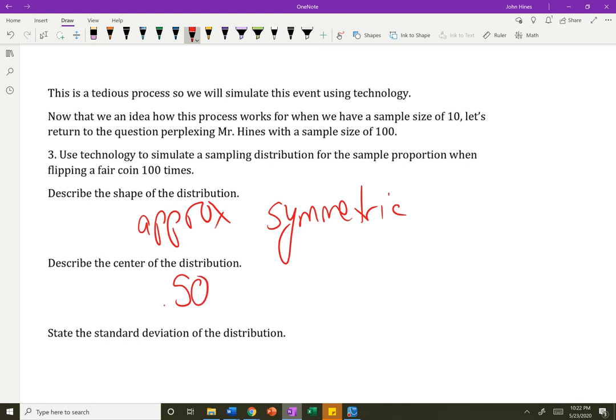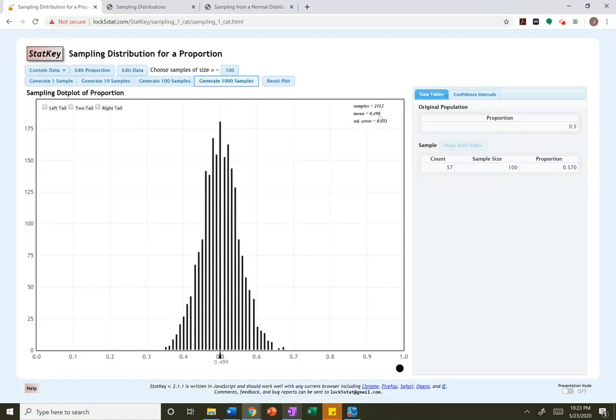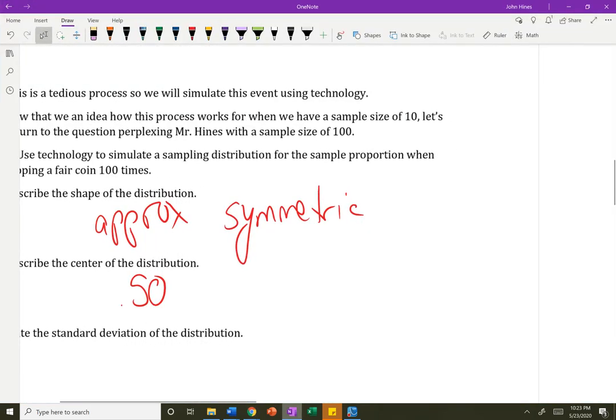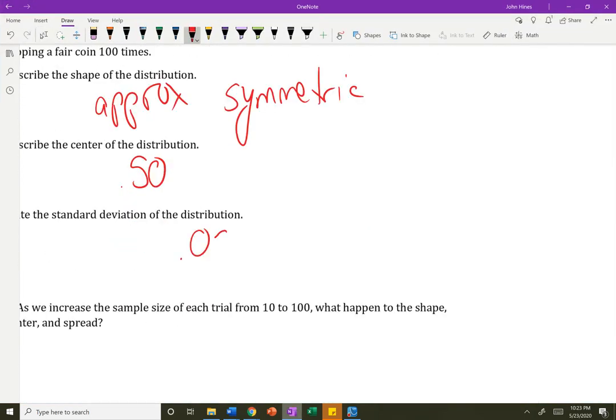Why did we get 0.5? Because that's what we assumed the coin was. I assumed I was flipping a fair coin. What is the standard error? What's the standard deviation of this sampling distribution? Remember, this distribution is a bunch of p hats. Well, it appears to be 0.05. From my calculation there, it appears to be 0.05.